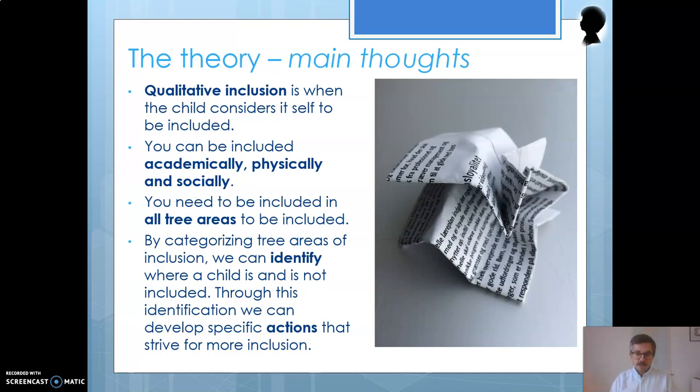By categorizing three areas of inclusion, we can identify where a child is and is not included. Through this identification, we can develop specific actions that strive for more inclusion. These are the main thoughts in the theory behind the IC3 model, which I'm now going to present.